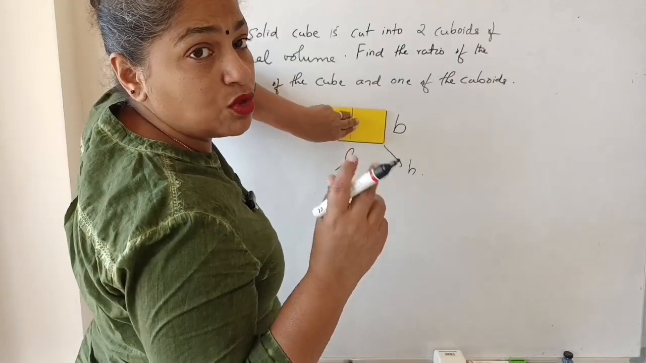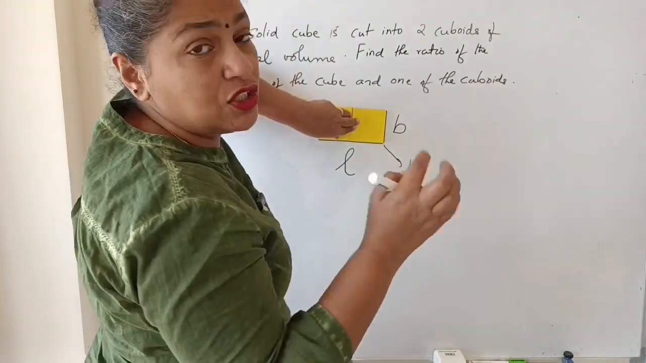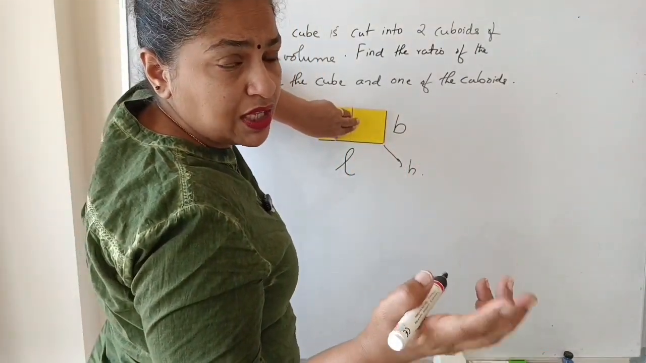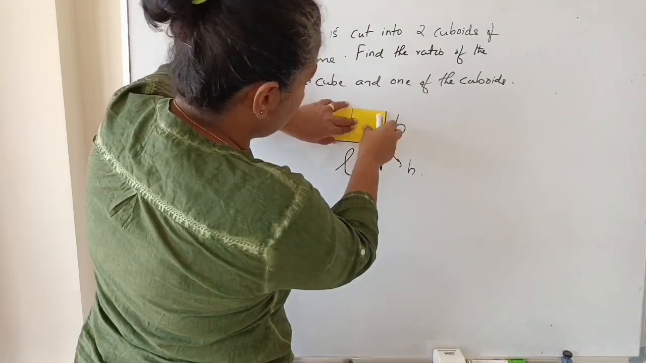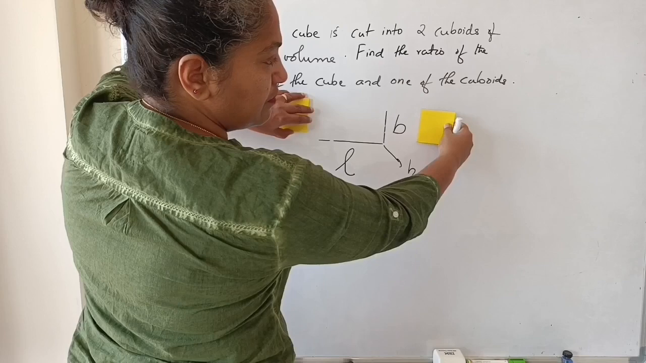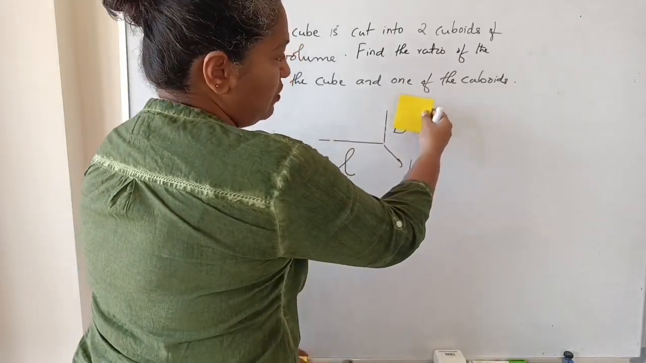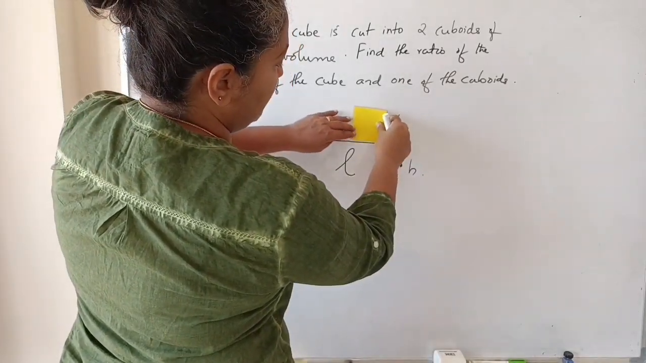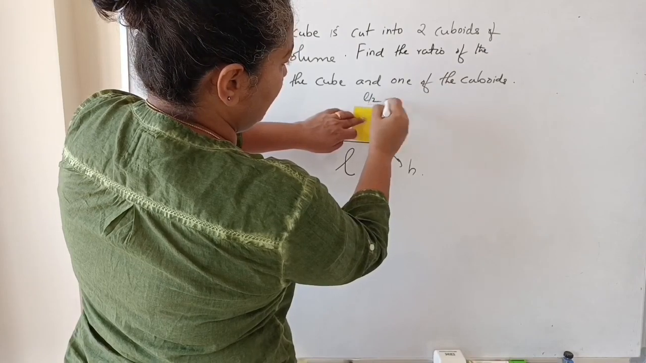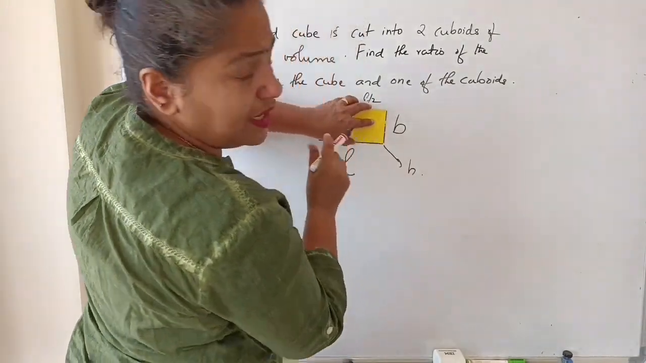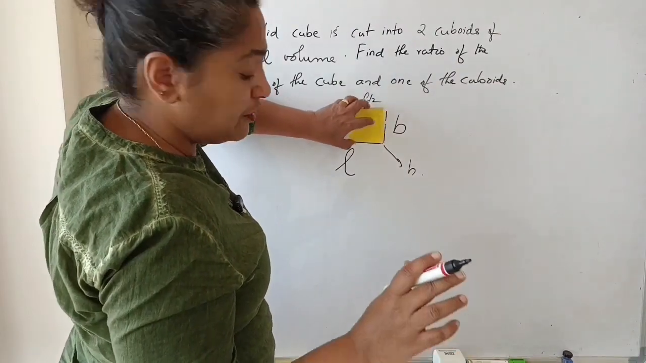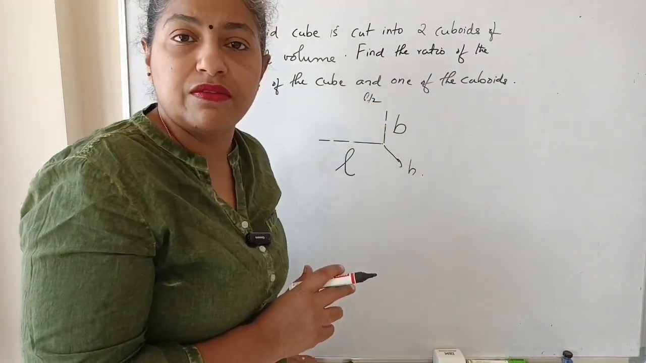Suppose I want to break this cuboid into 2 equal cuboids along the length. What do I do? I make a cut exactly over here so that this becomes 2 parts, right? Now, what can you say about the length of this part? Because it is exactly half, I can say the length is L by 2. But I can see that the breadth and the height remain the same. So it's the same with both the cuboids.